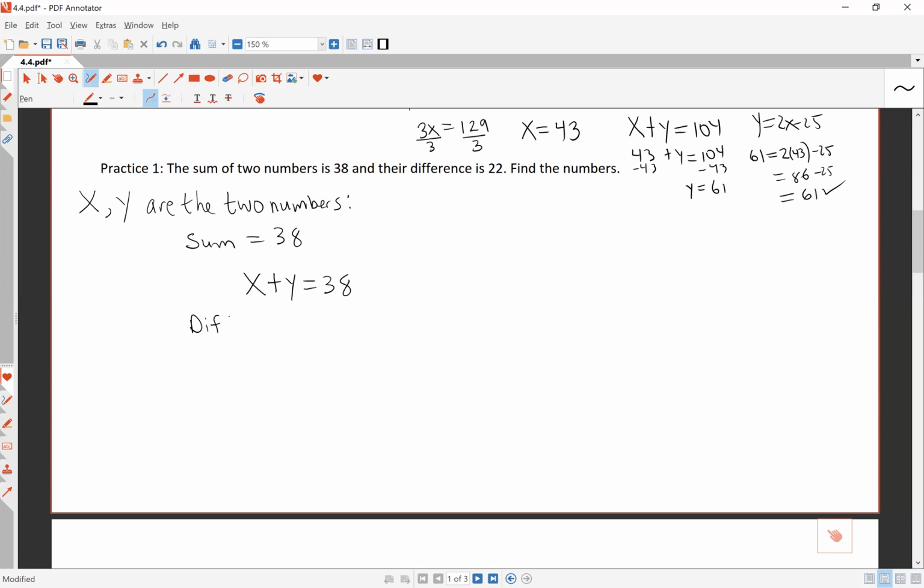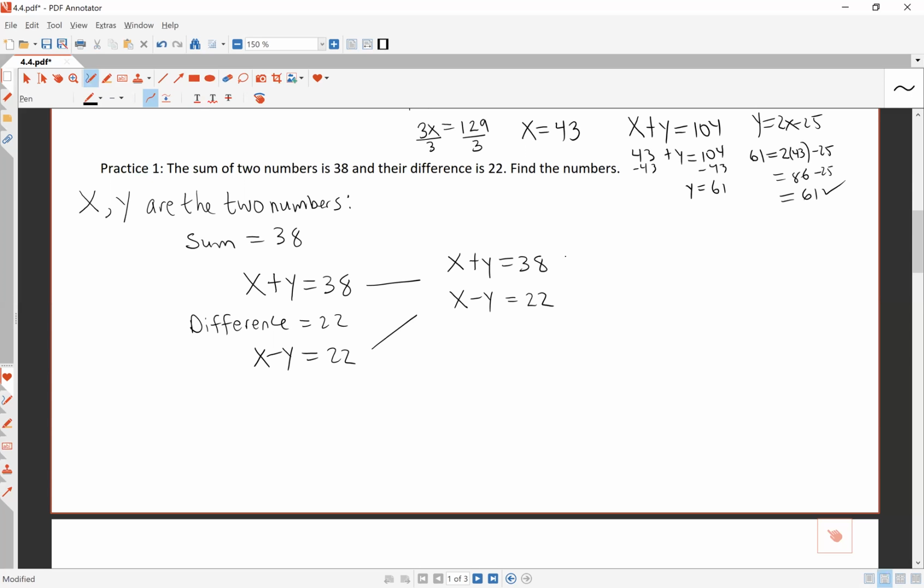Their difference is 22, and their difference is subtraction. x minus y is 22. So their sum is 38, their difference is 22. So we put these two equations together: x plus y is 38, and x minus y is 22. There are the two equations in two unknowns.